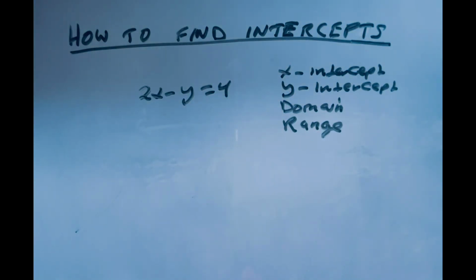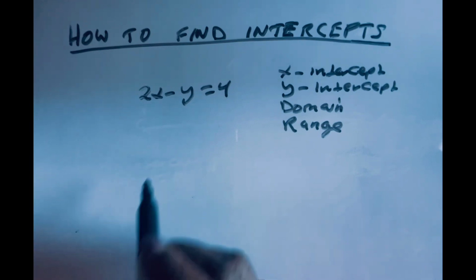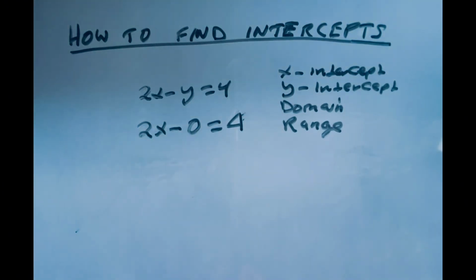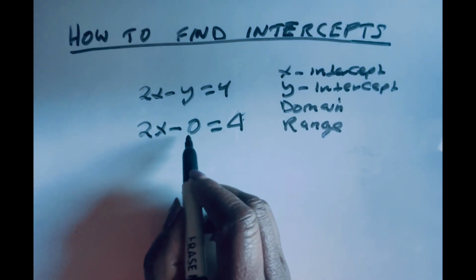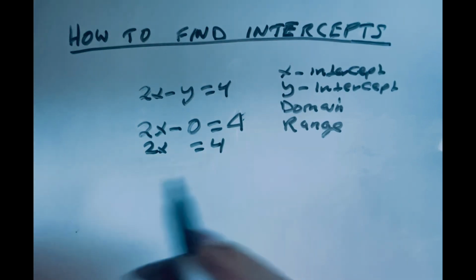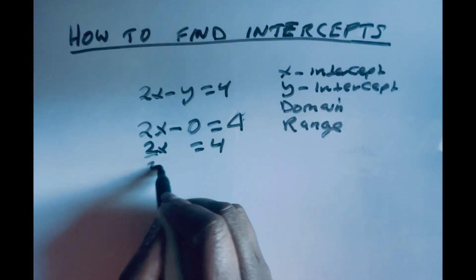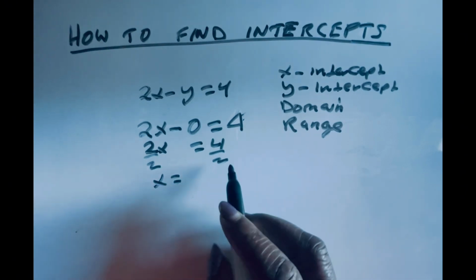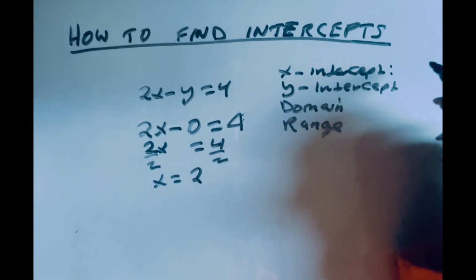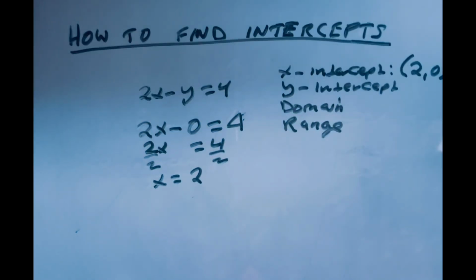So we stated that to find the x-intercept, we need to let y be 0 and solve the equation. So here we have 2x is equal to 4, then dividing both sides by 2, x is equal to 2. So our x-intercept will be 2, 0. That means our graph will cross the x-axis at 2, 0.